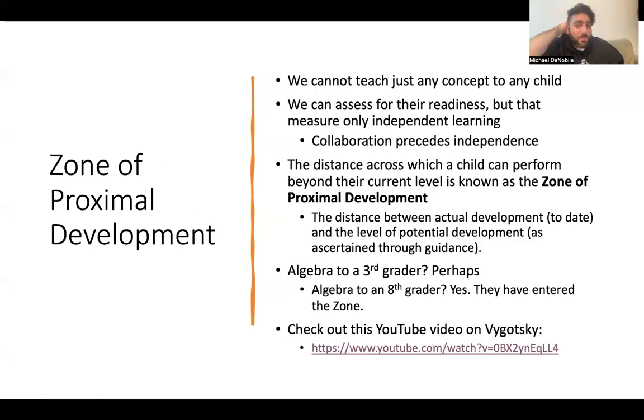Zone of proximal development. We cannot teach just any concept to any child. We can assess for their readiness, but that measure is only for independent learning. I discussed this earlier. Collaboration precedes independence. The distance across which a child can perform beyond their current level is known as the zone of proximal development. The distance between the actual development to date and the level of potential development as ascertained through guidance. So can we teach algebra to a third grader?